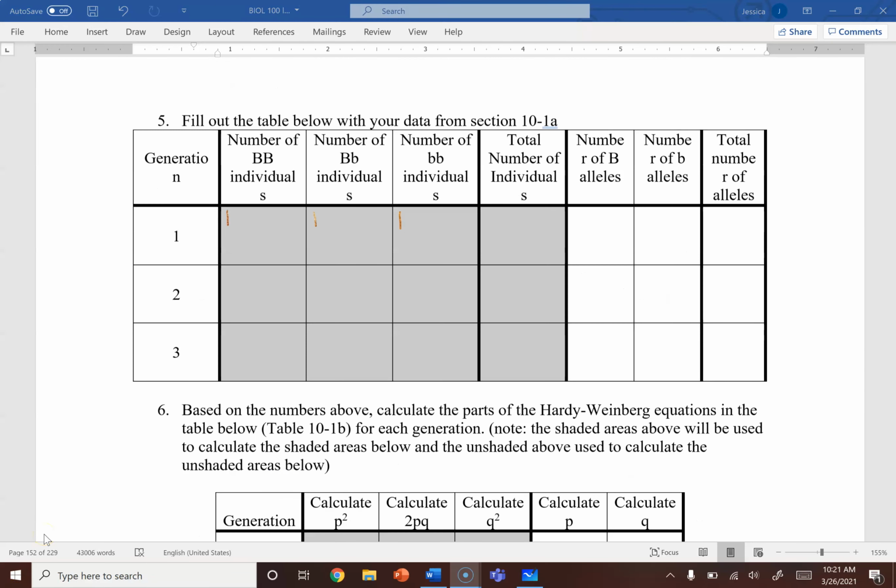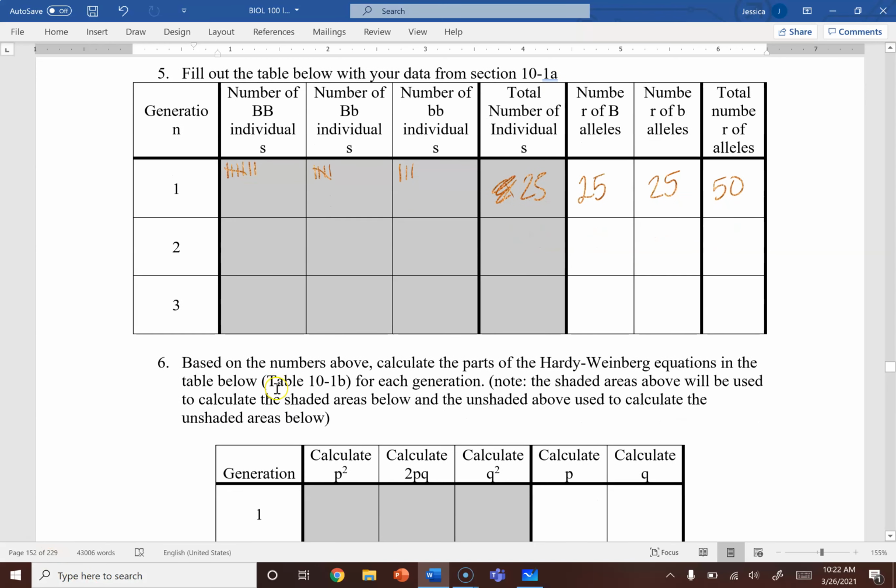So you'll go through and you'll pull out some number of homozygous and heterozygous individuals, and you'll need to calculate the total number of individuals. So you'll tally up the number of individuals here and write it here. Then you need to calculate the number of alleles. So in the first simulation, we actually have 25 of each allele for a total of 50 alleles, which means over here we actually have 25 individuals.